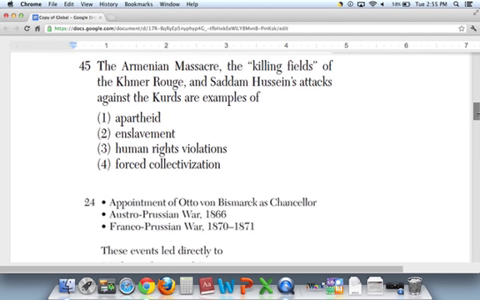Okay, apartheid is segregation of people, so that would not have to do anything with that. And 2, if you think about slave, that means slavery, so that has nothing to do with that. 3 could be a possible answer because it's talking about all 3 examples, they all violated human rights. And number 4 doesn't have to do with what happened during the Armenian massacre nor the attacks against the Kurds and the killing fields. So the correct answer would be 3, human rights violations.